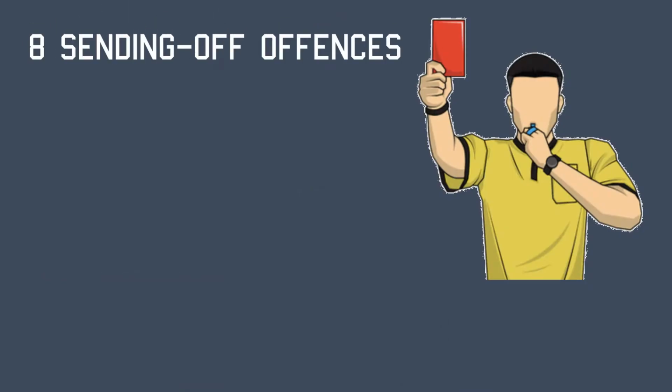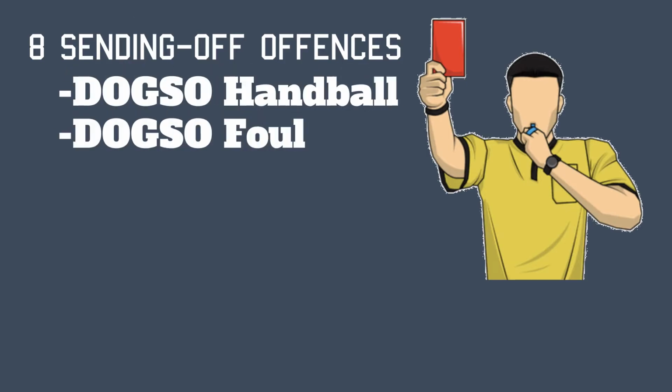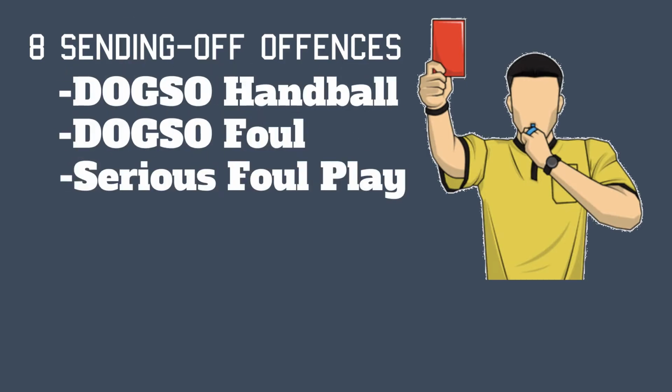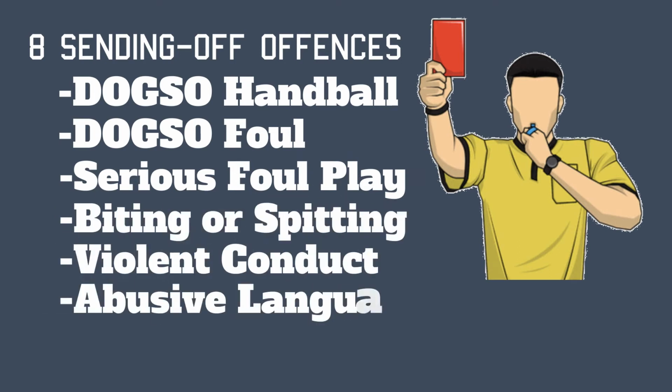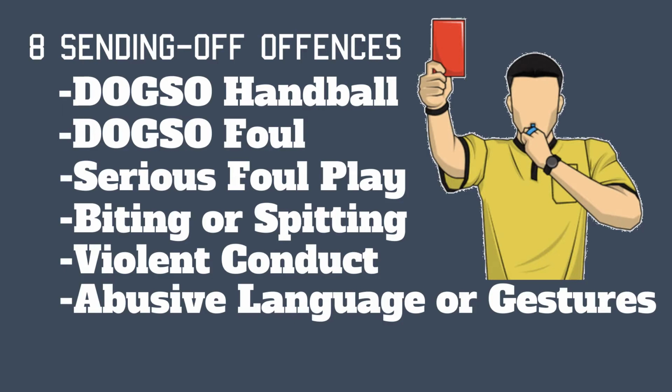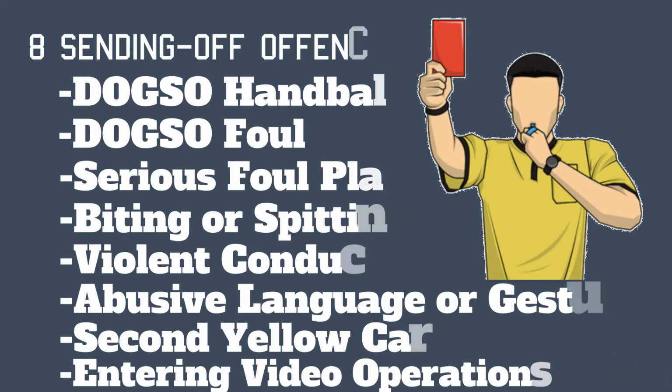The 8 offenses punishable by a red card or a send-off are DOGSO by a handball, DOGSO by a foul, serious foul play, biting or spitting, violent conduct, offensive, insulting, abusive language or gestures, receiving a second caution in the match, or entering the video operations room or VOR.